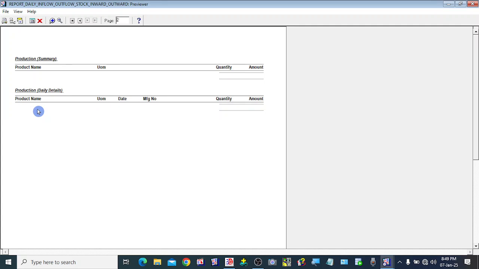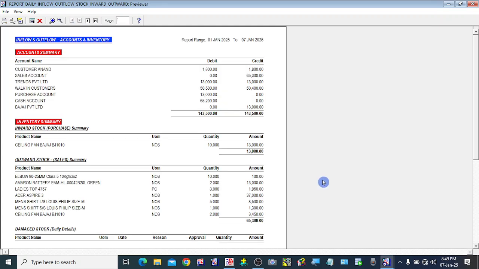All such information we can see in this inflow and outflow report. This report is also very useful if you generate this report on a daily basis or weekly basis. You can very easily audit as well as reconcile accounting information as well as inventory information.